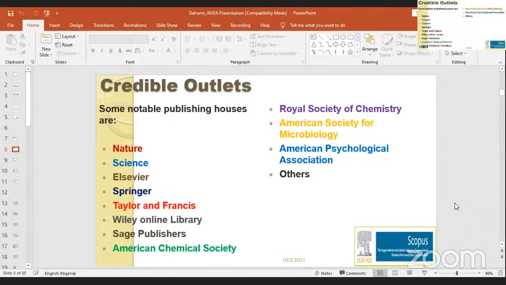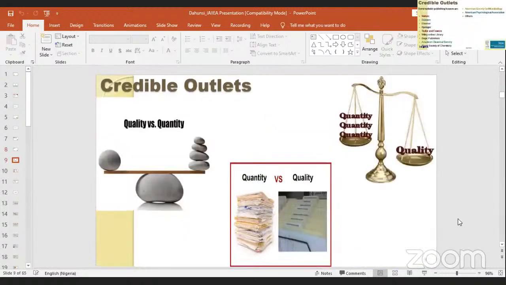Now, science, of course, you'll be familiar with Elsevier. They have thousands of journals that are very good in that publishing now. Springer, Taylor and Francis, Wiley Online Library, Sage, and so many of them. And I must say that there are so many faculty or institutional journals that fit this category also in most schools across the world. Also very, very good.